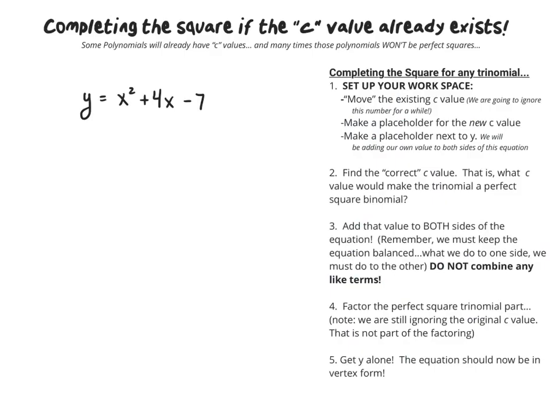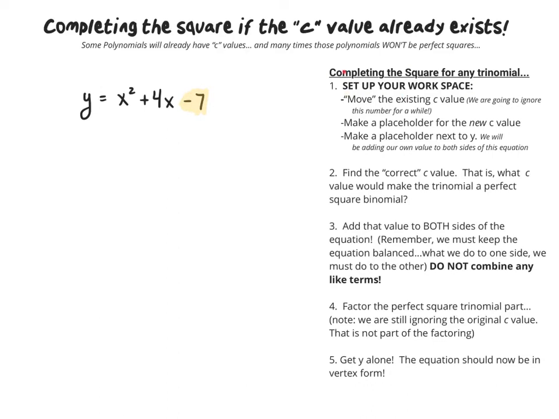Now we're actually going to do a full completing the square problem. What we see with completing the square problems is a lot of times we are going to start with trinomials already. So we do see that this one already has a c value. We were practicing before with ones that did not have a c value. So we are going to address that in our example today, but this is one complete example. I have the directions on how to complete the square on this side. And what we're going to do is pretend that that little -7 isn't there.